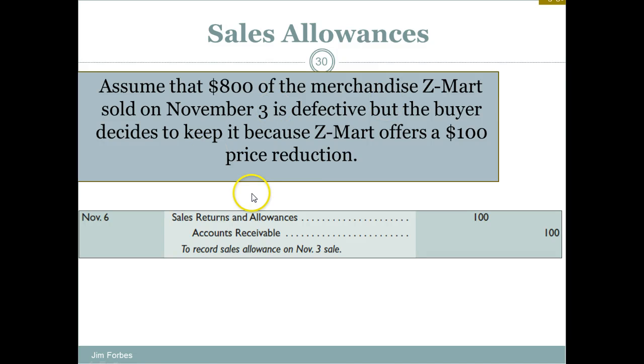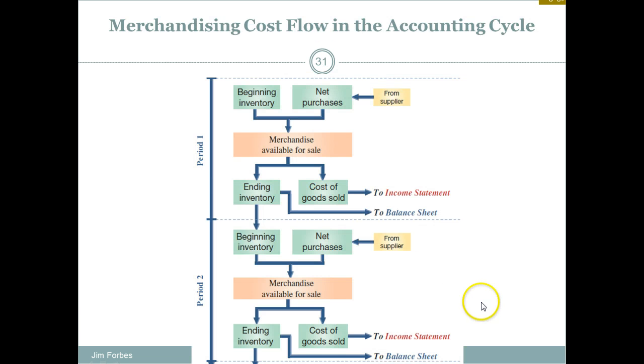Sales allowances, again, they're just tracking it here. Maybe here there was no reduction of inventory because they kept the merchandise, but you simply deducted $100 from their bill. So there are different ways that this can be handled.